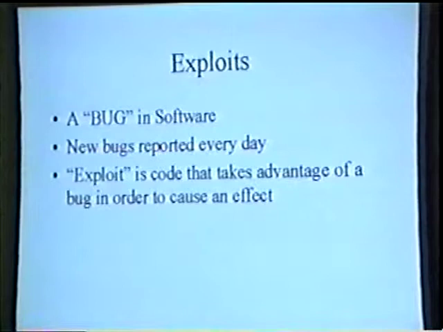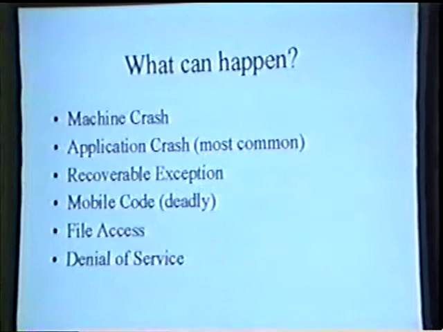So, okay, let's say I have an exploit and I run it against a box. What can happen? I can crash the machine. If I've never written a buffer overflow before and I'm going into a system, that's probably the first thing that's going to happen. I'm going to crash the machine or the application. Windows NT has exception handling and separated processes, so the best you can hope for is usually just to crash the process. So that's the most common type of result of an attack.